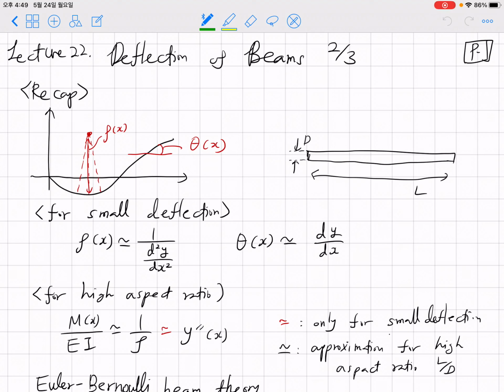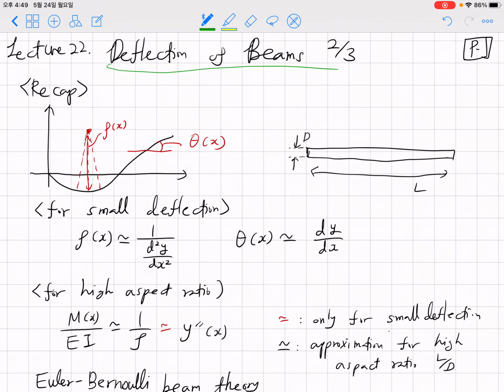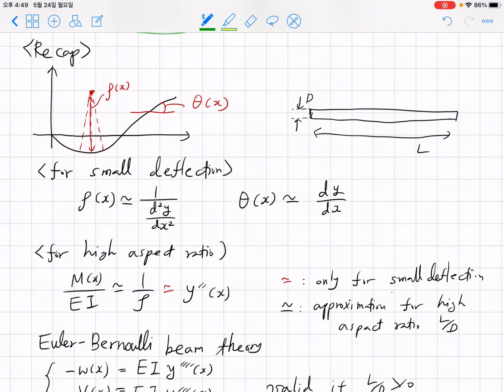Hi everyone, today we'll continue our discussion on beam deflections. Before we begin today's topics, let me give you a review of the previous lecture, as we have always done. In the previous lecture, we tried to define the relationship between the elastic curve, its second derivative, and the applied moment.